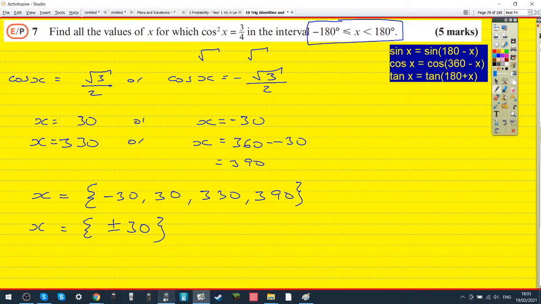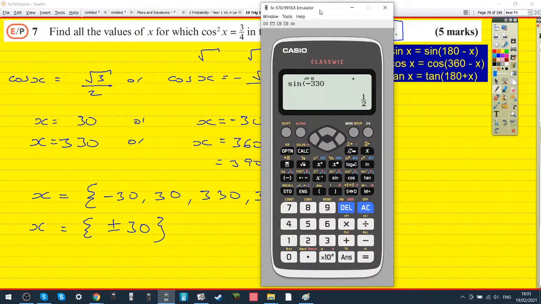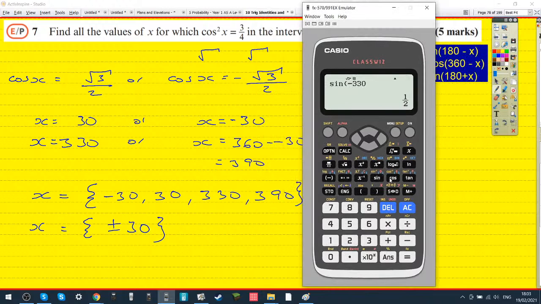Let's see. So shift cos of root 3 over 2 is 30, and of the negative of that, did you put shift cos of minus root 3 over 2 in?